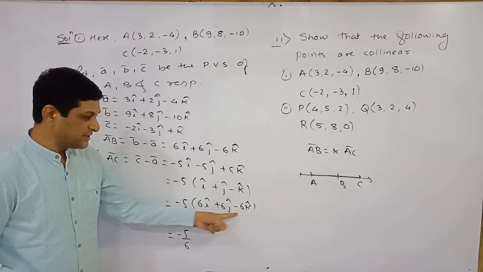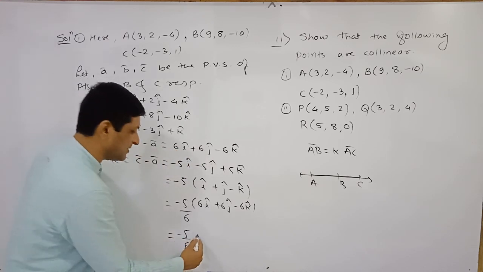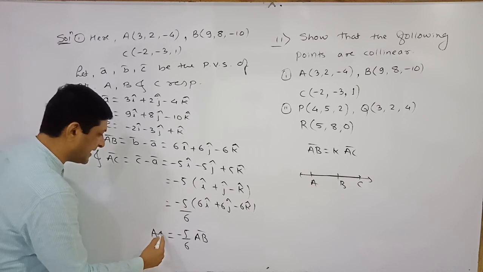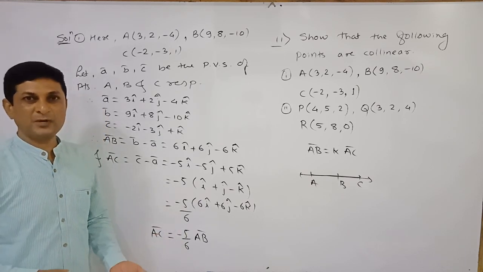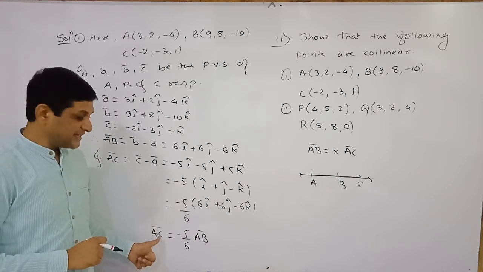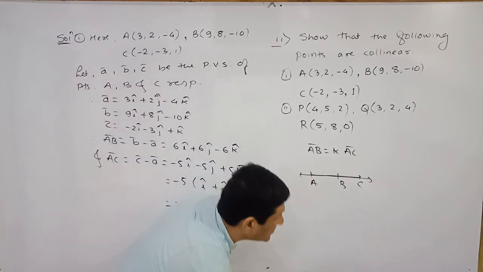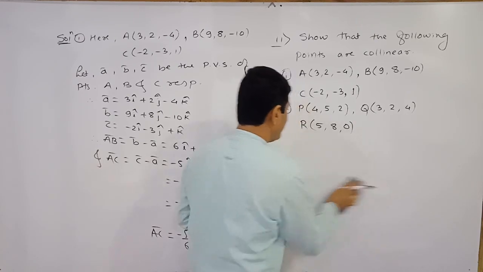Now can I replace this whole term by what? Its value, it is the value of what? AB bar. So now what result have we got here? On this side keep AC bar as it is. Now minus 5 by 6 is what? A real number, and real number means what? Scalar. So what result have we got here? AC bar is expressed as a scalar multiple of AB bar.